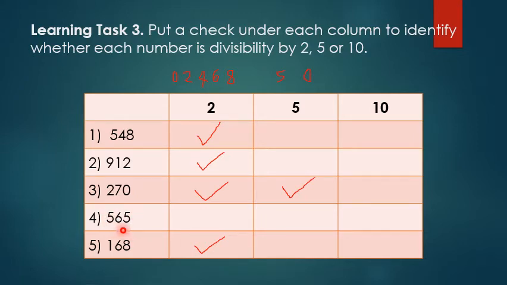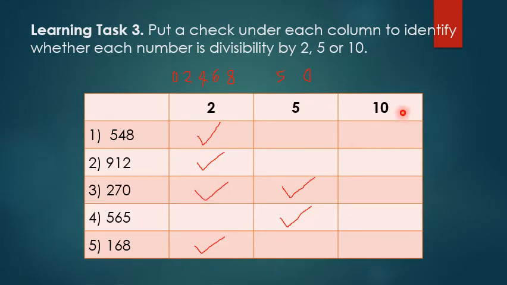565, siya po ay nagtatapos sa 5. Nandito po ba yung 5? Okay, very good. Siya po ay divisible sa 5. And last, number 5, 168. Nagtatapos sa 8. Ito po ba ay divisible sa 5? Okay, hindi po. So, hindi tayo maglalagay dito ng check.